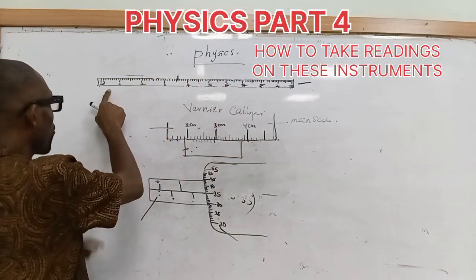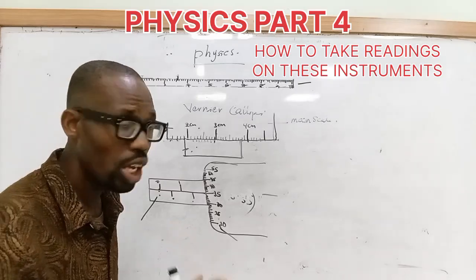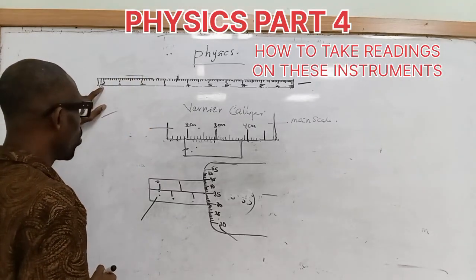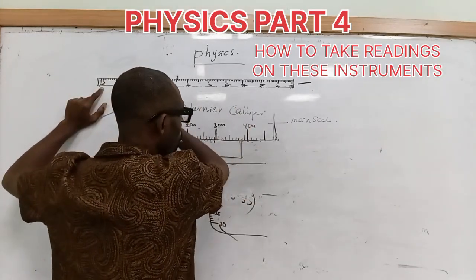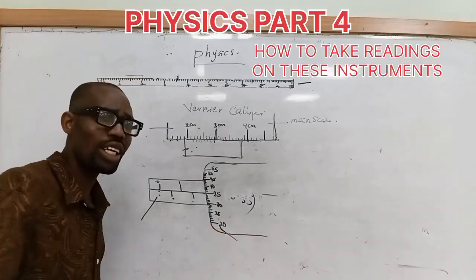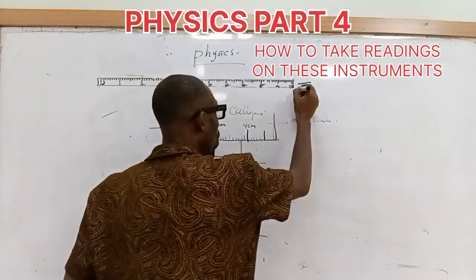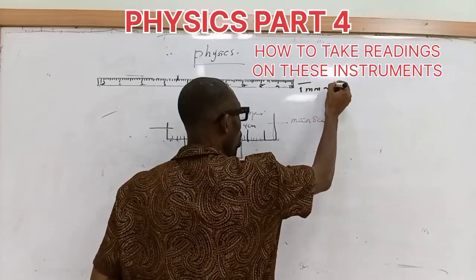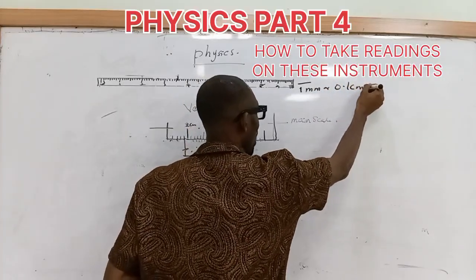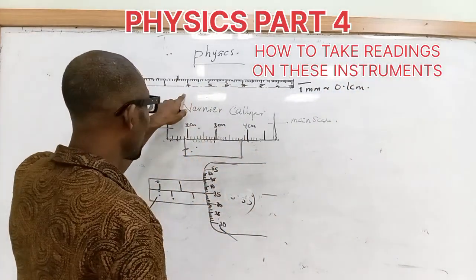Now look at this. If you look at the meter rule, you will see that the meter rule starts from 0. This meter rule I drew on the board is from 0 to 10 centimeter. And I told you that the smallest division of graduation of the meter rule is what? 1 millimeter or 0.1 centimeter. So let me explain now. This meter rule is in centimeter.